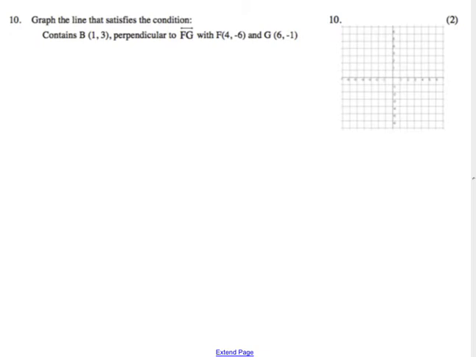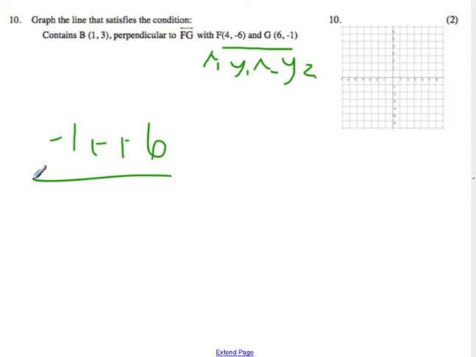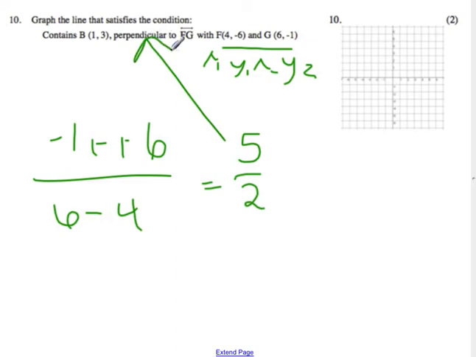Last but not least, let's take a look. It wants us to graph the line that satisfies the condition. We want to find a slope perpendicular to this slope. So the first thing we're going to do is calculate the slope. So we have y2 minus y1. When you subtract a negative, it becomes plus a positive. x2 minus x1. So I get 5 divided by 2. So that is the initial slope. But now we want to find one that's perpendicular to it. So to get perpendicular, we're going to flip the fraction over and make it negative.